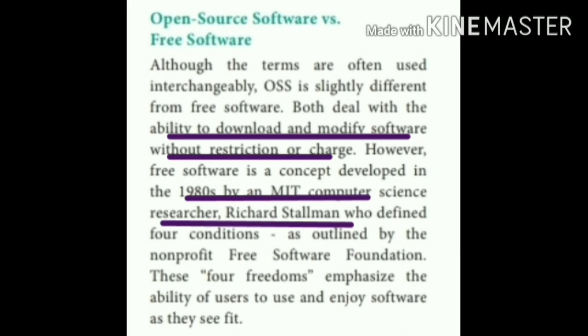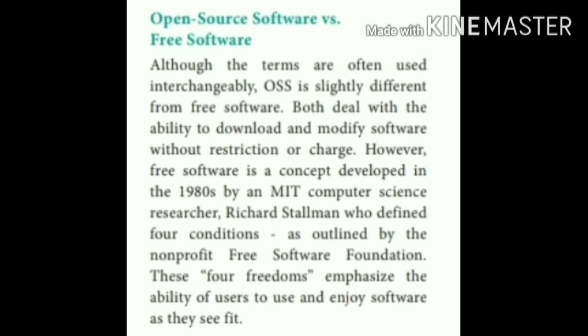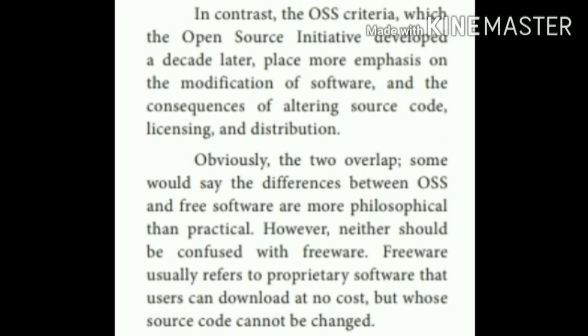The next concept is the difference between open source and free software. There is a slight variation between these two. The free software concept was developed in the 1980s by MIT computer science researcher Richard Stallman. He defined four conditions that emphasize the ability of users to use and enjoy the software. But open source software was initiated a decade later. It emphasizes modification of software and altering the source code, licensing and distribution.